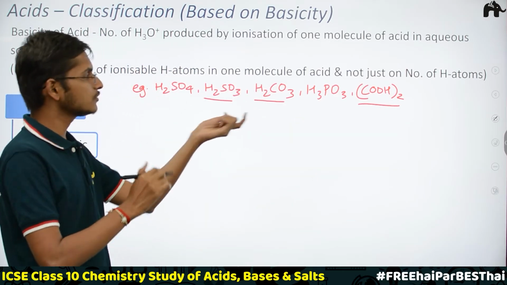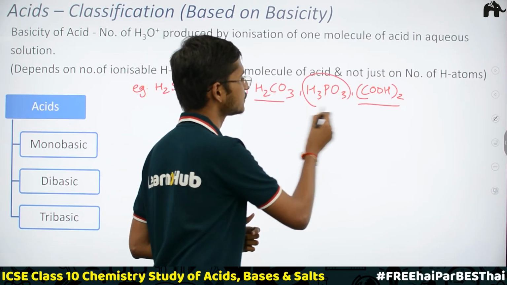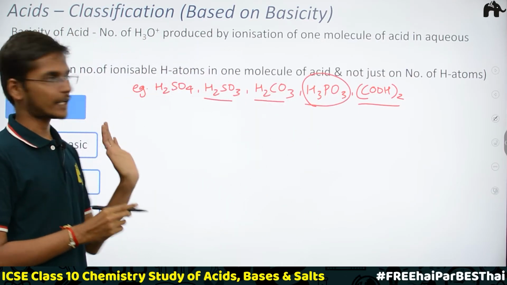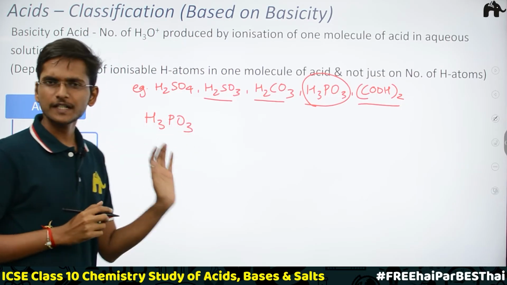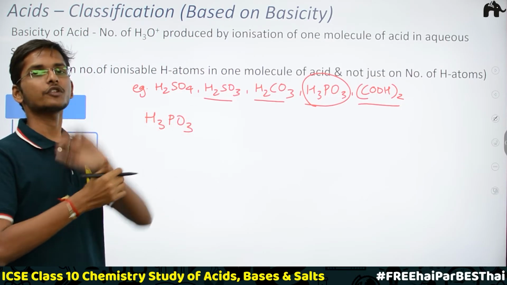Now let's see how phosphorous acid, H3PO3, ionizes. You can pause here and try to write the ionization equation on your own.